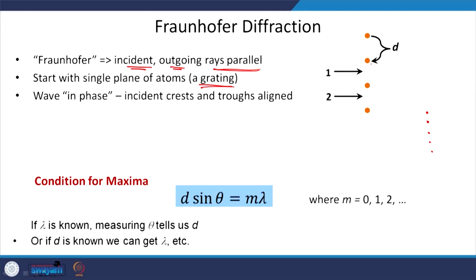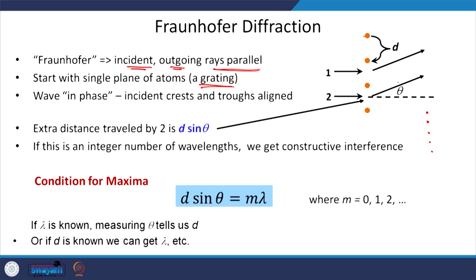So, in particular, for example, here we are considering two rays 1 and 2, getting diffracted by a series of atoms maybe, and they are put at a distance d. So, what happens actually that after the diffraction, suppose I am measuring at an angle theta, then the condition for maxima is d sin theta is equal to m lambda.